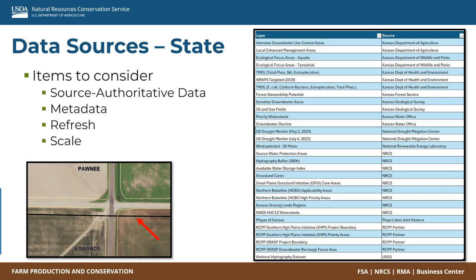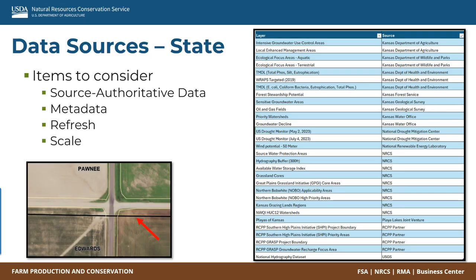Metadata. The authoritative source of the data should be able to provide valuable information in the form of metadata to help you understand its applicability for your program ranking. In recent months, USDA and NRCS have begun to provide policy related to metadata requirements for all data used by NRCS in the ranking process and other areas of our agency workload. And it's critical to have quality metadata as we move forward to meet our agency policy.